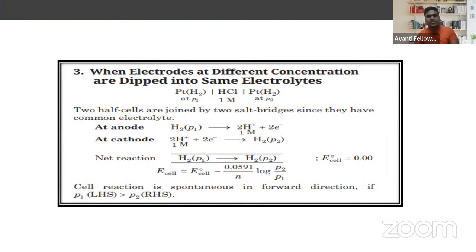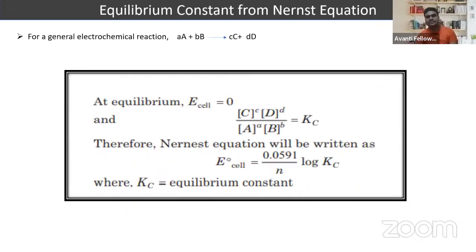The third case is when electrodes at different concentrations are dipped into the same electrolyte. Two half cells, platinum hydrogen HCl and platinum hydrogen, are joined by a salt bridge since they have a common electrolyte. At the cathode and anode, the reactions are like this. We can write E cell is equal to E naught cell minus 0.0591 upon n log P2 by P1, and E naught cell is always equal to 0. So the cell reaction is spontaneous in the forward direction if the pressure on the left hand side is greater than the pressure on the right hand side.